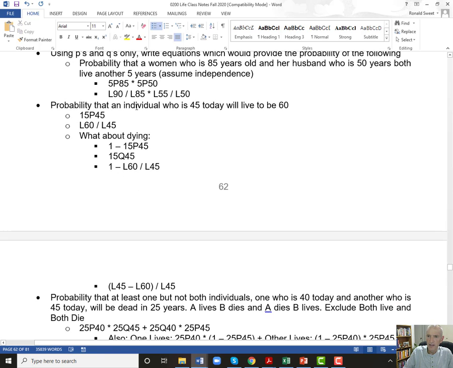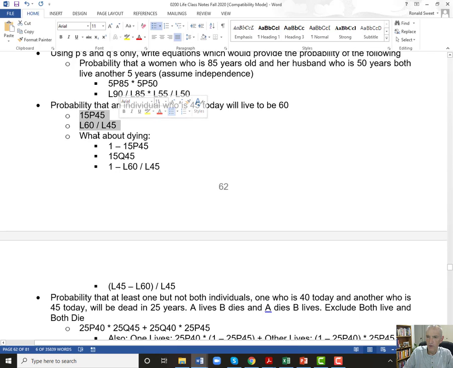What's the probability that an individual who's 45 today will live to be 60? So again, you just take 60 minus 45. You don't have to make any other adjustment. So just 15P45, or L60 over L45. Probability of dying, you just take 1 minus that. Use the 15Q45, or 1 minus the L formula.